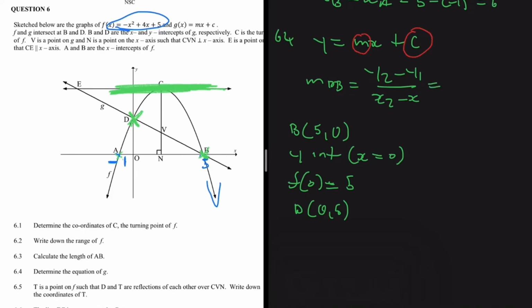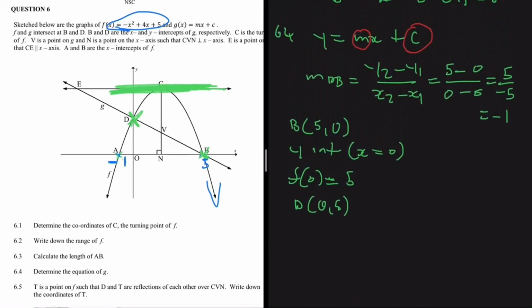So now we can go back to our equation and find the gradient. Let's take D as our second point. So y2 will be 5 minus y1, which is 0, right? And then x2 will be 0, the x value of D, minus the x value of B, which is 5. So we have 5 divided by -5, which is equal to -1. So now we know fully well that the gradient here is -1.